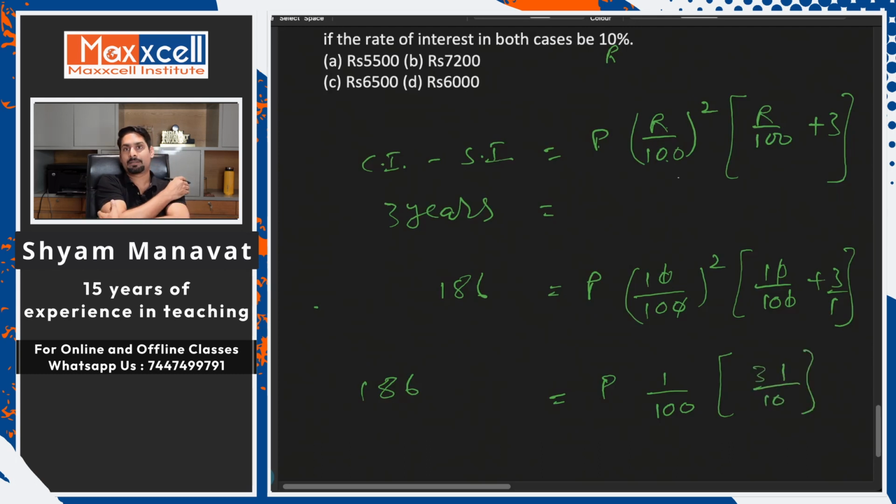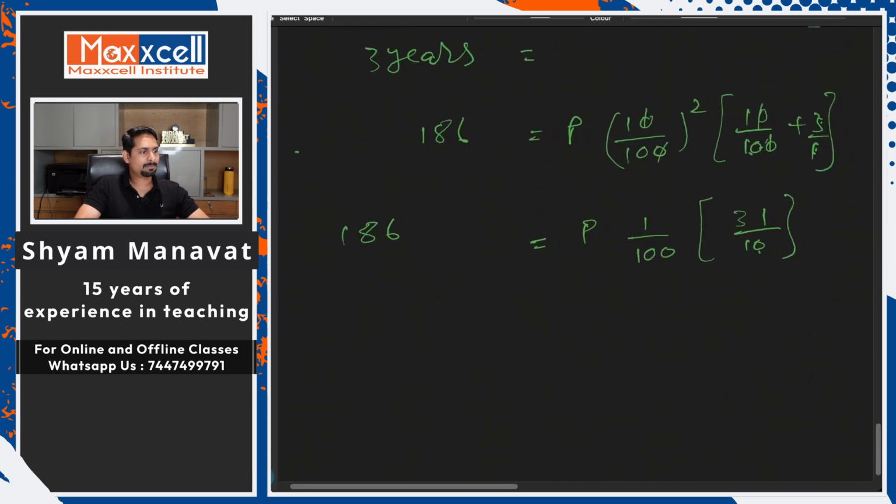Yeah. Okay, fine. I will take one class only on how to add or subtract fractions. Don't panic. Here what did I do? 10 into 1 is 10, the denominator. Cross multiply for the numerator. 10 3s are 30, 1 1 is 1. 30 plus 1 is 31. Okay. Now cross multiply. P equals 186 into 100 into 10 by 31.